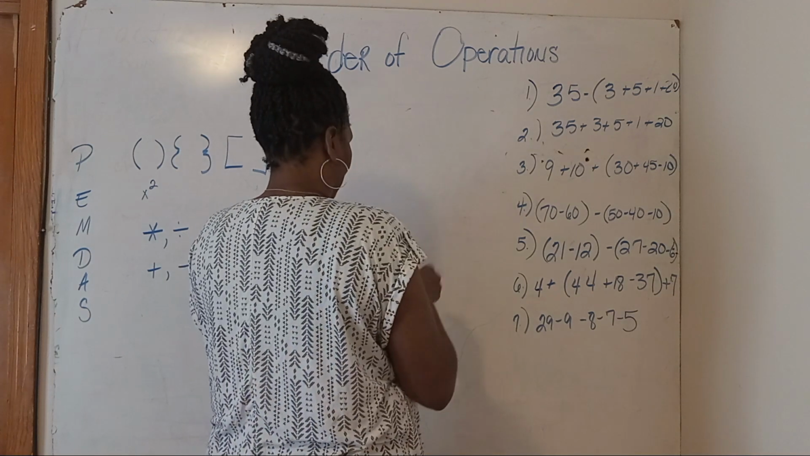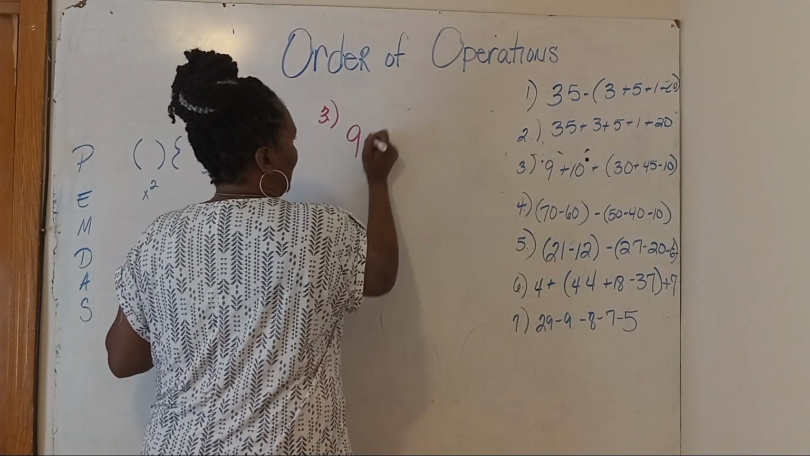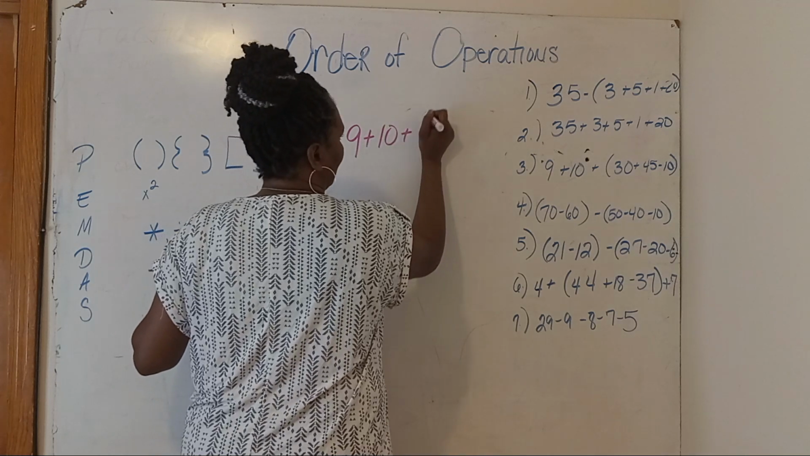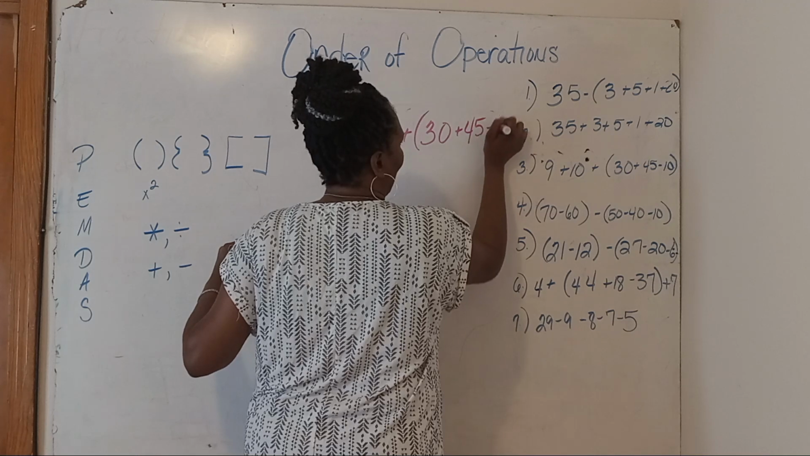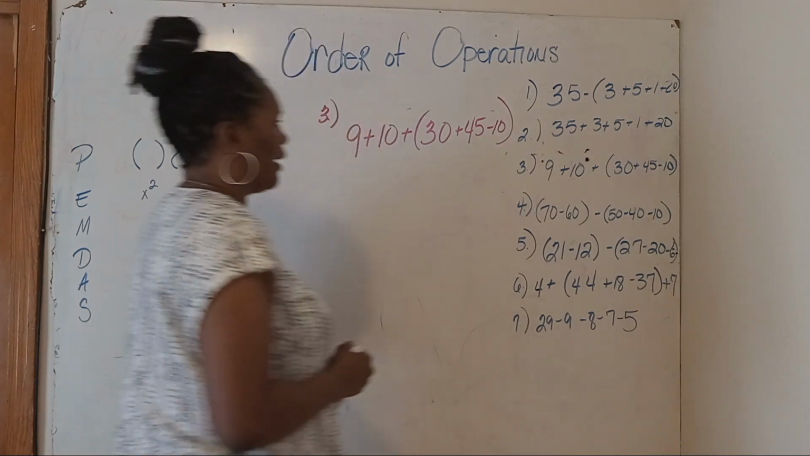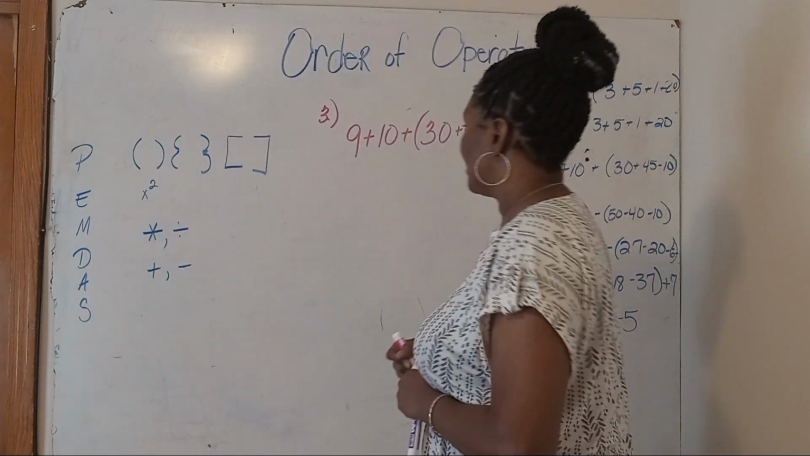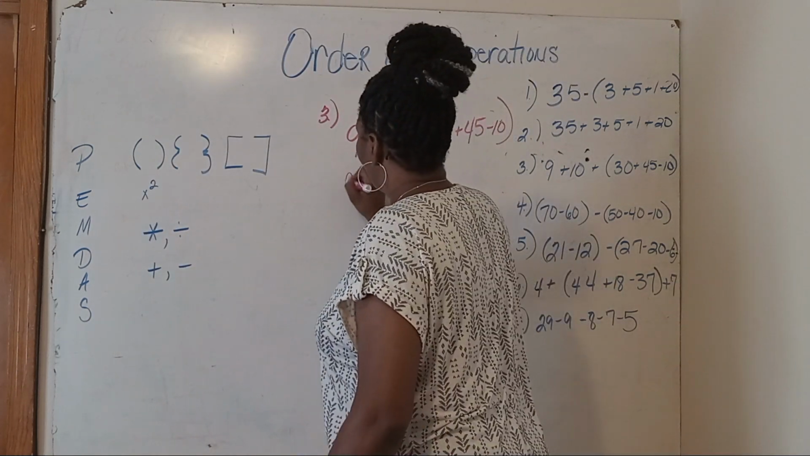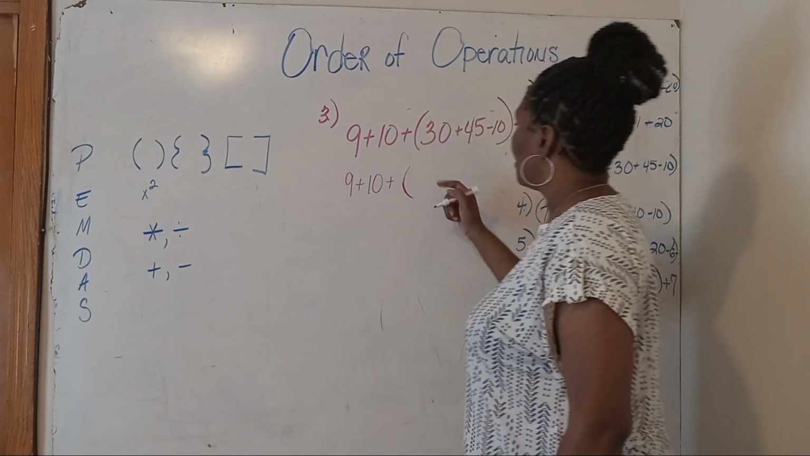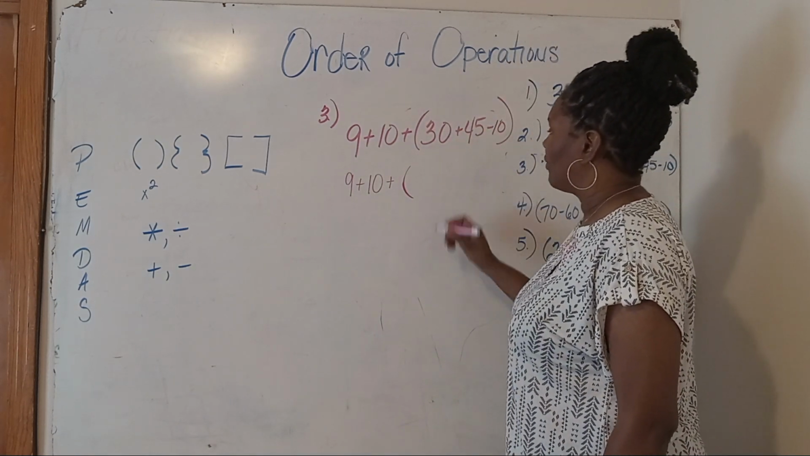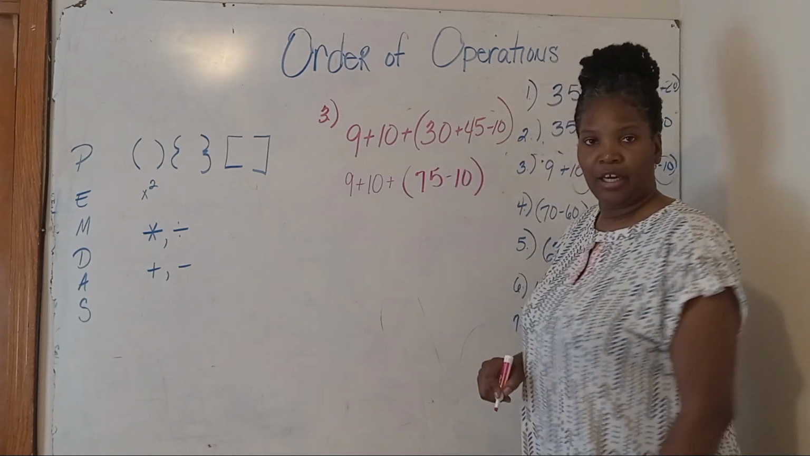Let's go to the next one. Number 3. 9 plus 10 plus 30 plus 45 minus 10. All right, according to order of operations, what are we going to do first? We're going to do our parentheses. So I'm just going to bring this part down. 9 plus 10 plus, what's 30 plus 45? That's 75 minus 10. Okay?